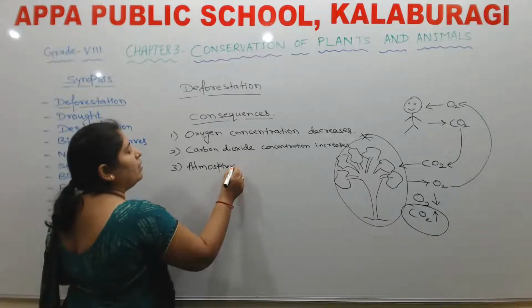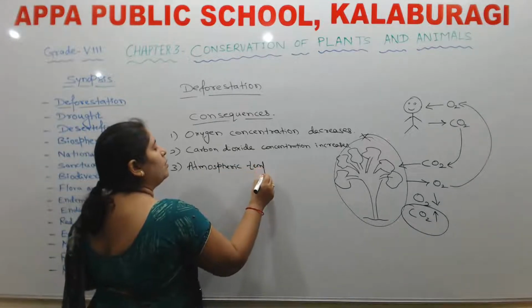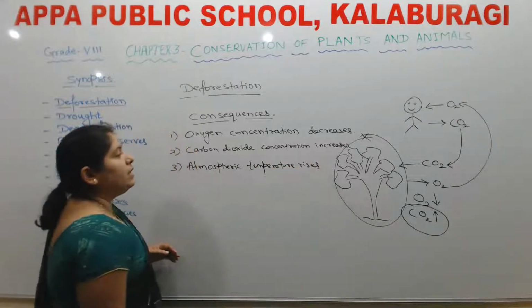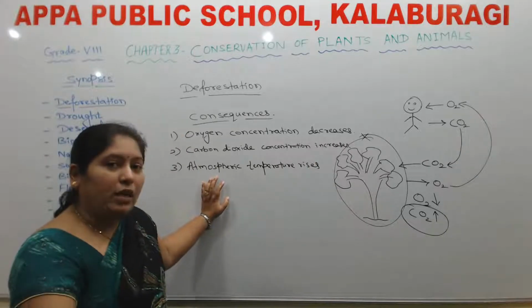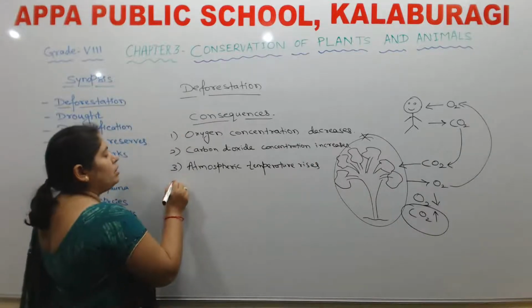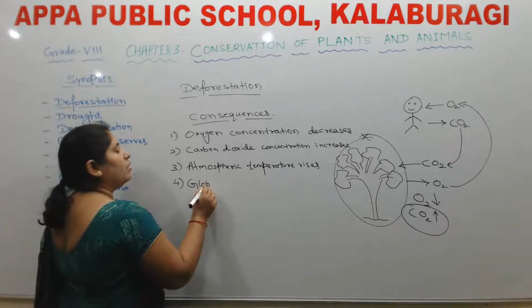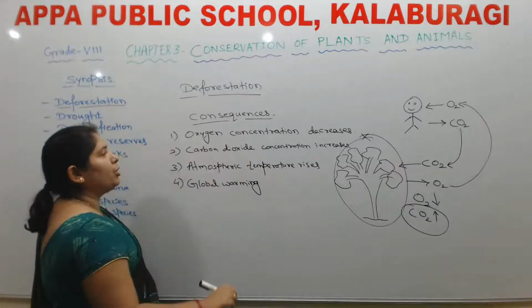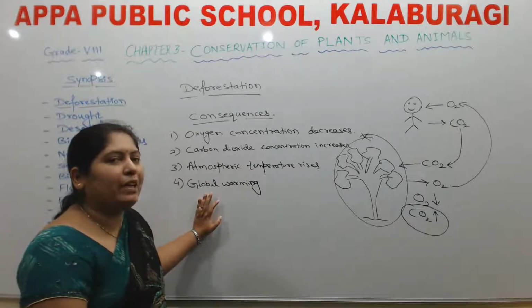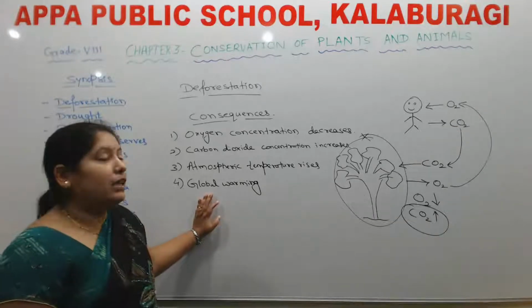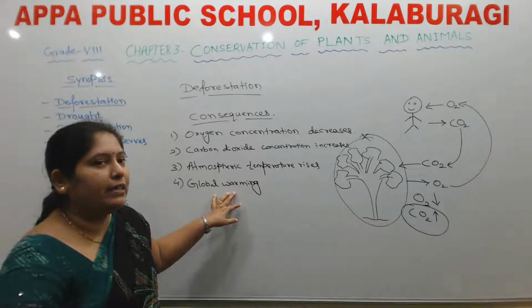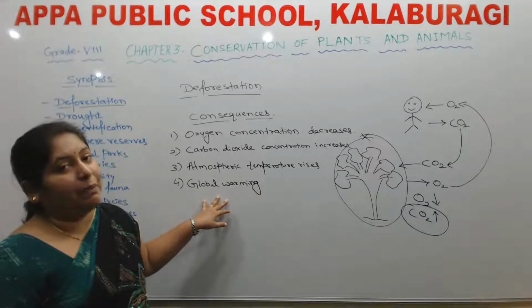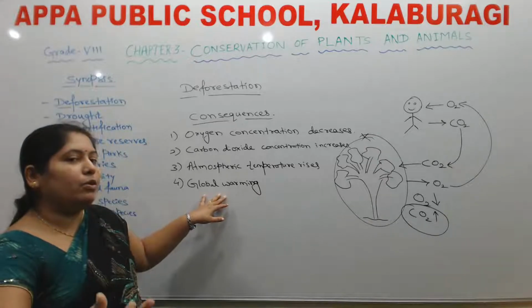This is the third consequence: atmospheric temperature rises. Right? So if the atmospheric temperature rises globally, then definitely it is going to cause global warming. The deforestation can cause global warming, also increasing the temperature throughout the world, throughout the globe. Right? So because of that, we can say that we are going to face another natural disaster called global warming.